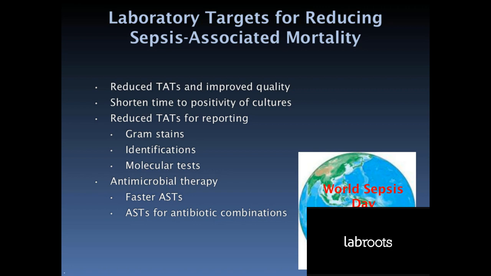The next ones are targets your laboratory may have already achieved, but if not, they are ones to aim for. Gram stains should be done immediately and reported without delay. Identifications are best initiated immediately rather than waiting for colonies to grow from subcultures. Molecular tests, yes, do them on positive blood cultures.